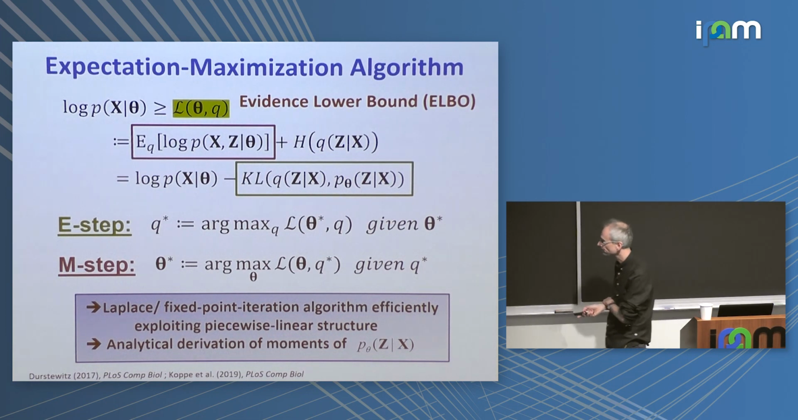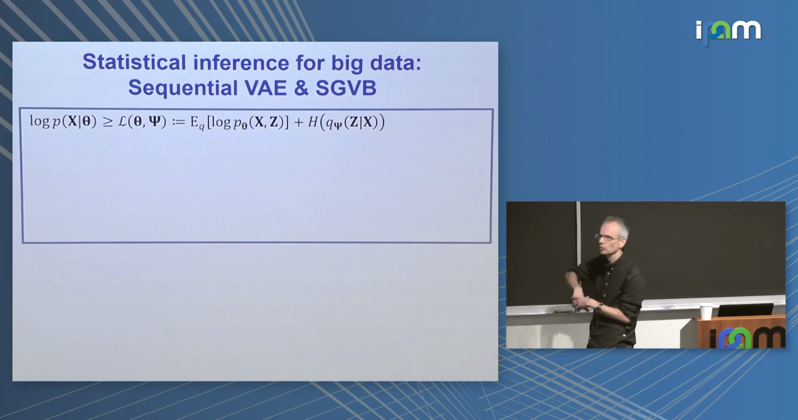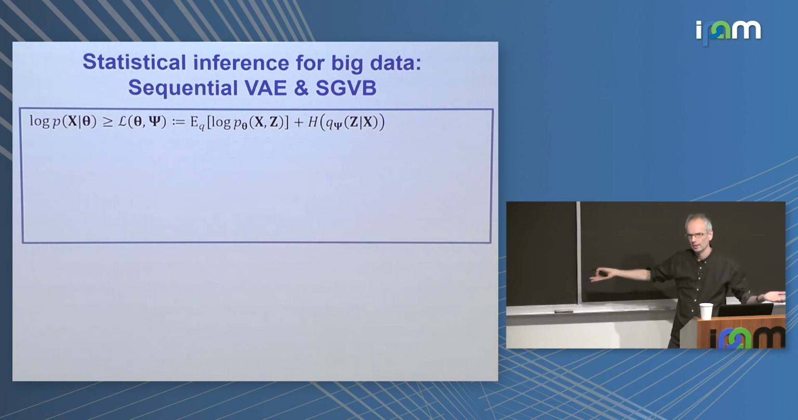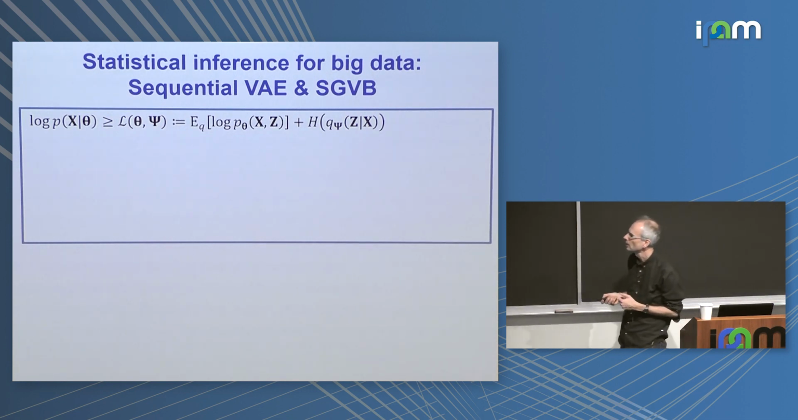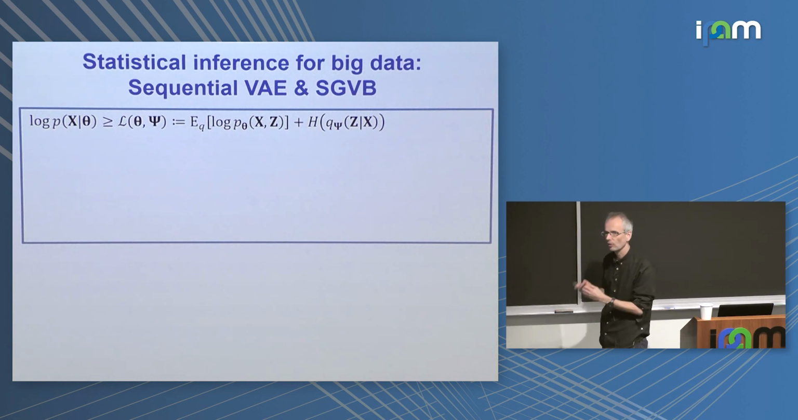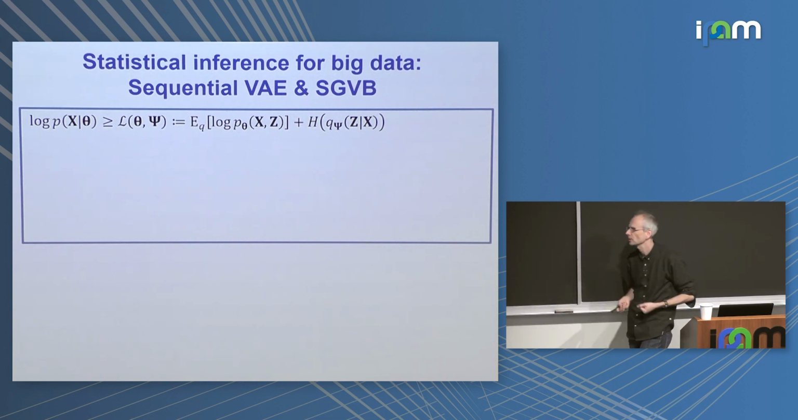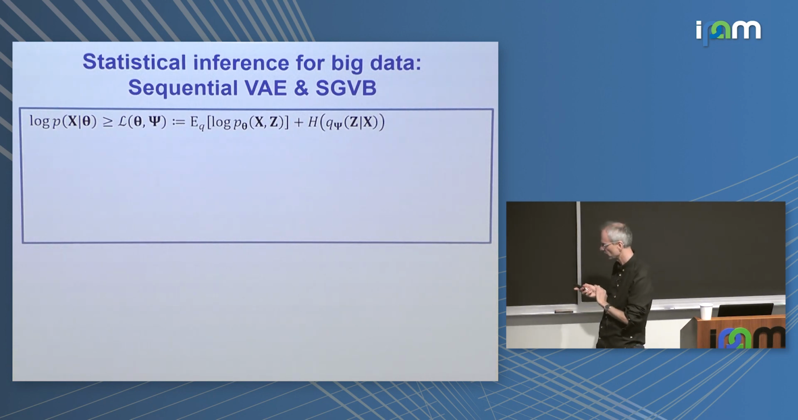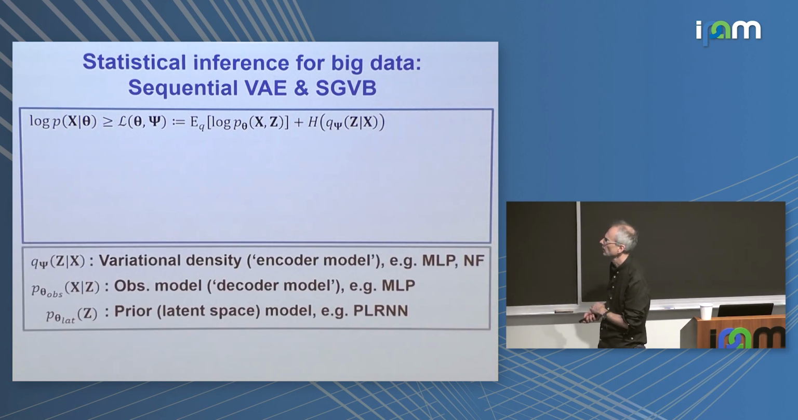So that's good. However, if you go to large data, you do need something else. Again, I want to be brief here, and I guess many of you might know this framework: we use sequential variational autoencoders for that. Sequential variational autoencoders are at this time a very popular framework for inference in machine learning. It also tries to maximize the evidence lower bound, just like the expectation maximization algorithm that I introduced previously. But in this context, we often call Q a variational density.